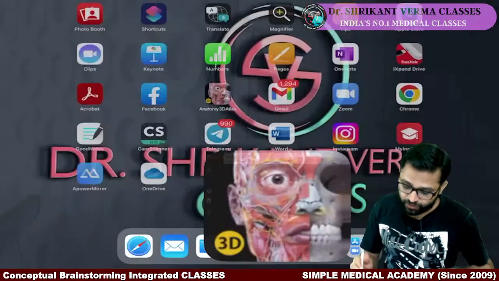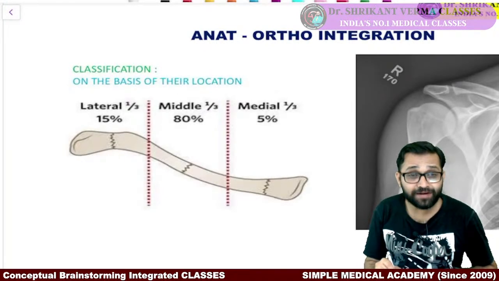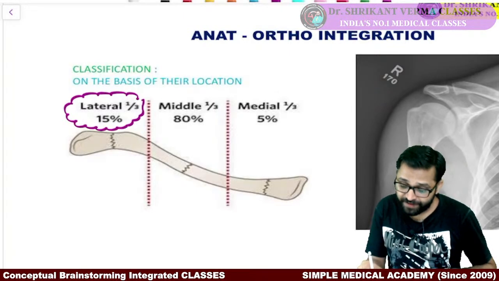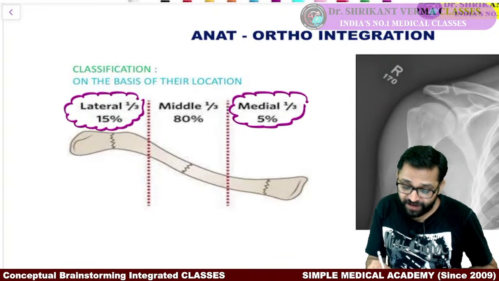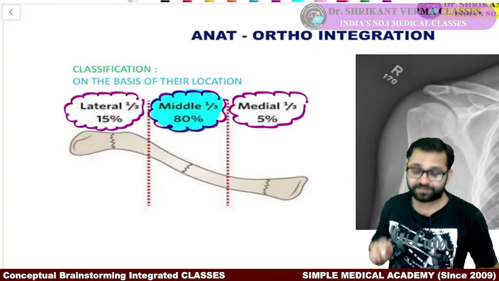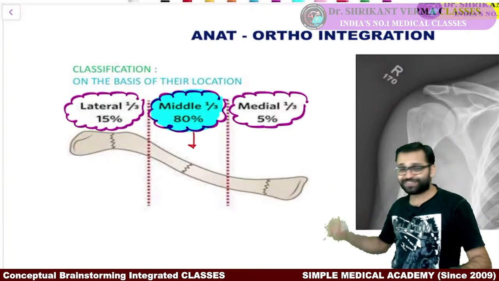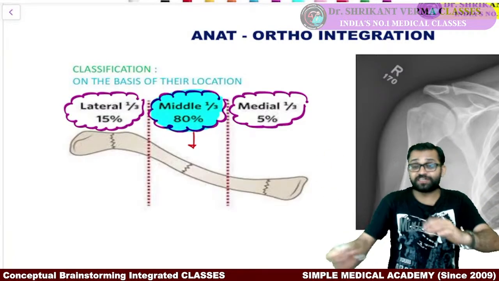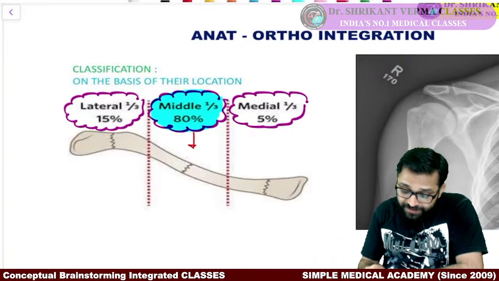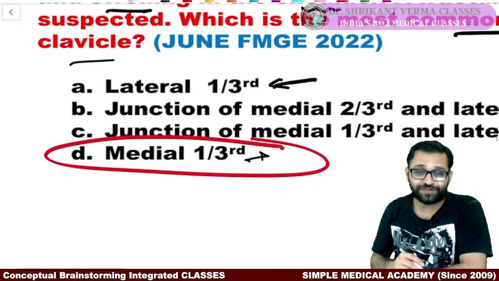Okay, sir. Now try to look here. There was a classification. This was the Allman classification according to orthopedics. Fracture in the lateral 1/3 is 15%. Fracture in the medial 1/3 is 5%, and the most common fracture site is our middle 1/3, that is 80%. The middle 1/3 gets the most common fracture because the curvature is here. So when we fall on an outstretched hand, maximum pressure comes here, and the middle 1/3 of the clavicle gets fractured. But in this question, middle 1/3 was not given, medial 1/3 was given.